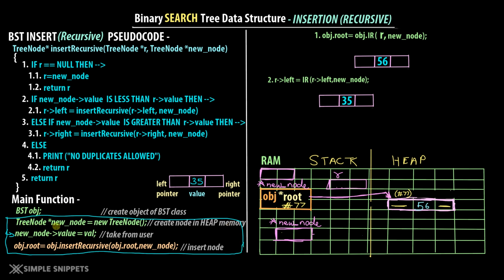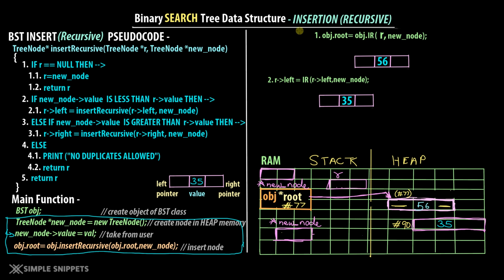So again, a tree node object will be created in the memory. So let's create that. Let's say it is created over here. Let's say it has the address of hash 90, correct? Let's say it has the value, what do we have as the value? 35. Alright.